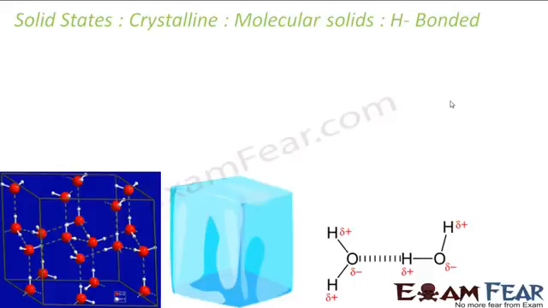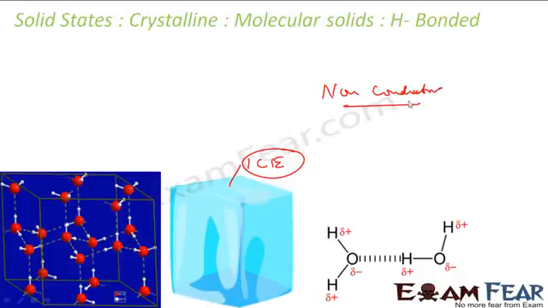The next is hydrogen bonded. A good example is what? Ice. So in ice I have H2O, and these are all hydrogen bonded. They are also non-conductors, and we'll tell you why, because they don't have any free electrons. They are liquid or soft solid at room temperature.